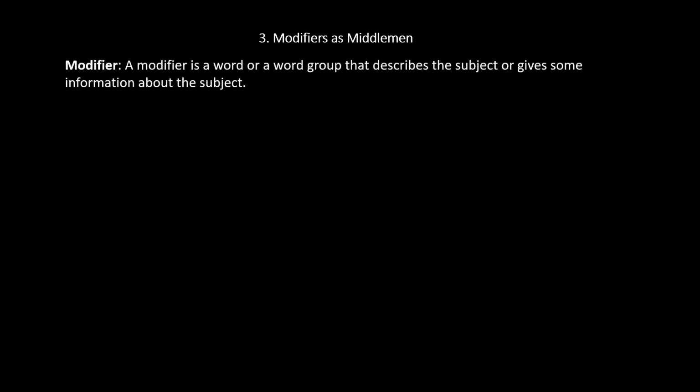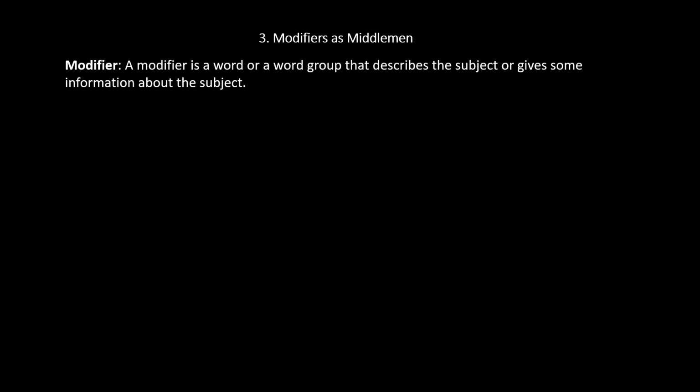Now, let us discuss one more subtopic in Subject-Verb Agreement, that is modifiers as middlemen. What is a modifier? A modifier is a word or a word group that describes the subject or gives some information about the subject. Read the following sentence. The Sun Temple, which is situated in the Bay of Bengal coastline, was built in 1250 AD.